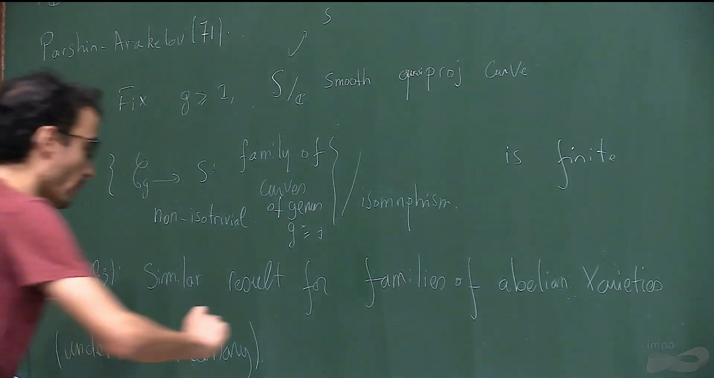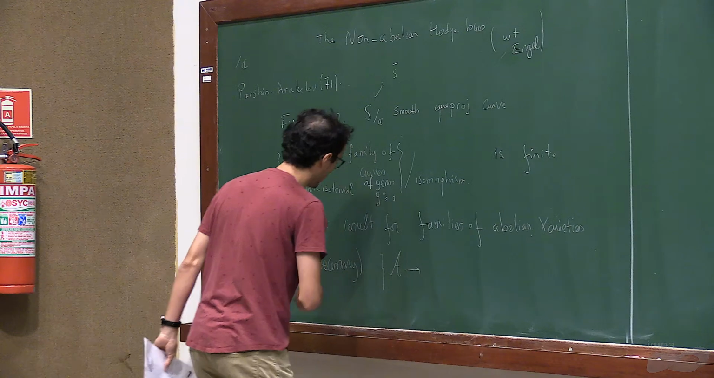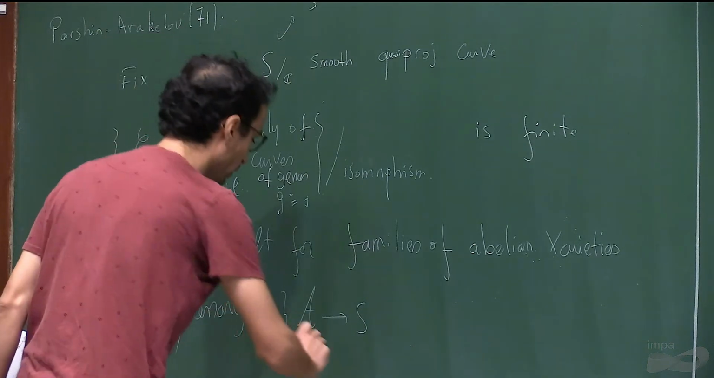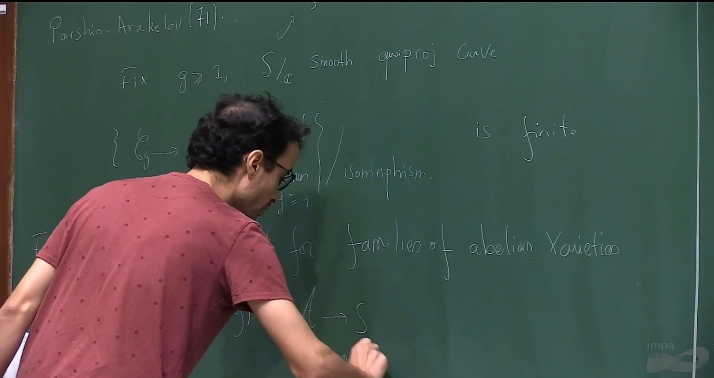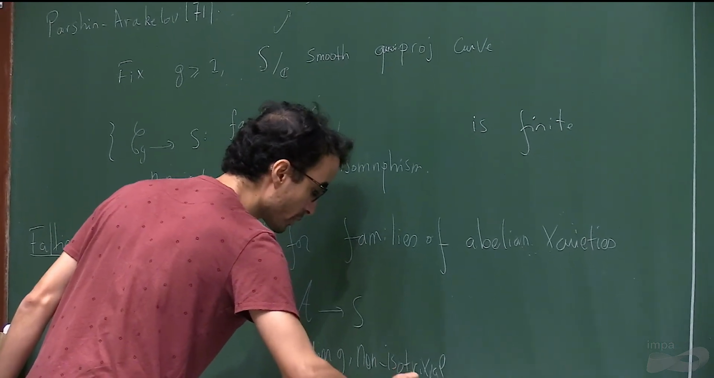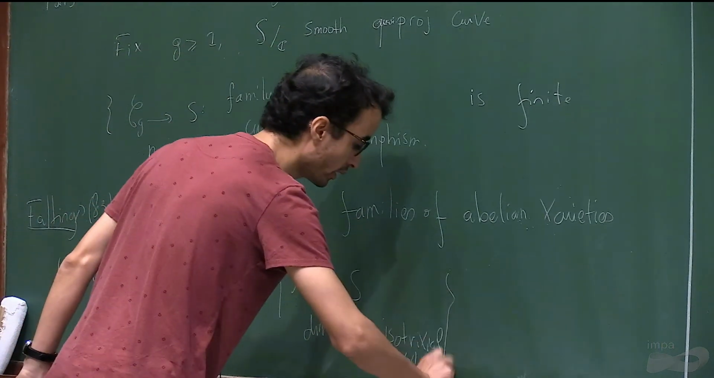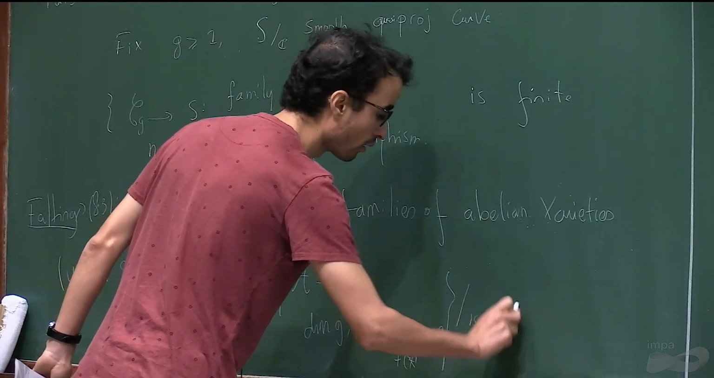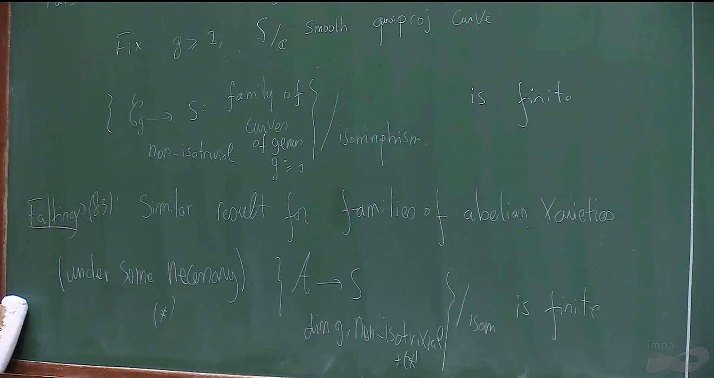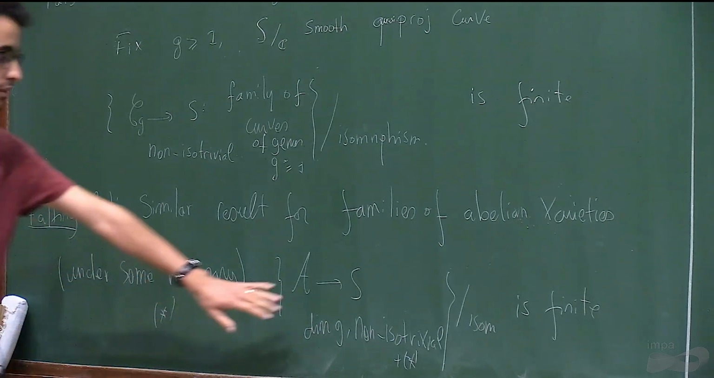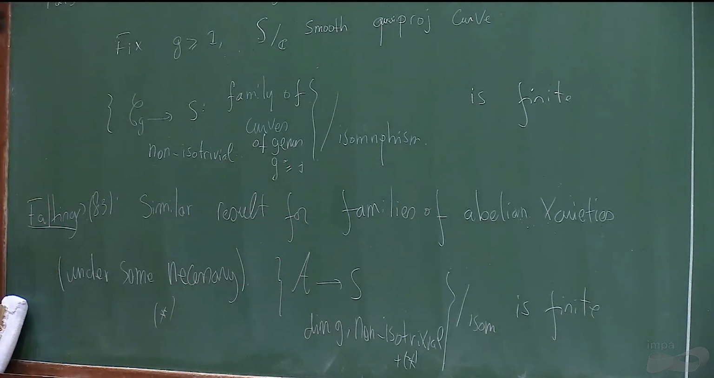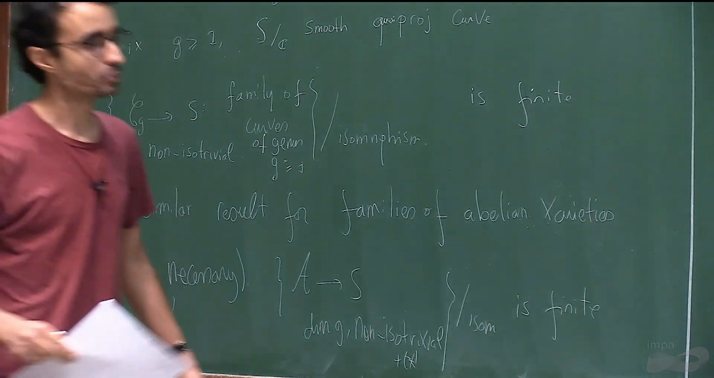Once you have these assumptions, let me call them star for now, then the families of abelian varieties over S of dimension g, which are non-isotrivial and satisfy this mysterious star assumption that I'm not going to detail, since it's not important for the talk, up to isomorphism is also finite. So there are only finitely many families of abelian varieties of dimension g over a fixed curve. Of course, Faltings later proved some analogous statement over number fields.